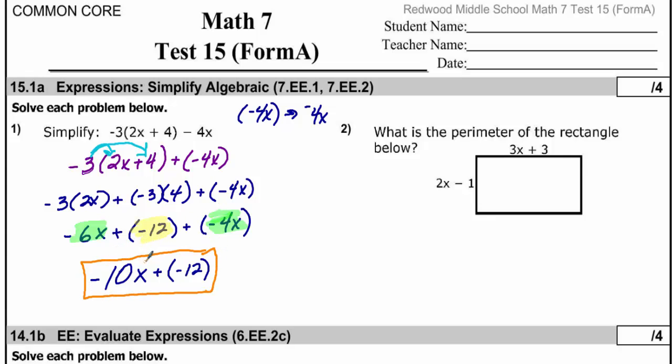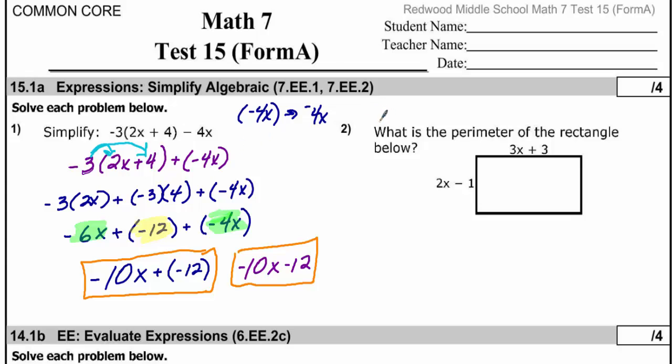I cannot put the negative 10x with the negative 12. This negative 10 tells us how many x's we have. This negative 12 tells us how many 1s we have. Those are two different things. I could write the answer one additional way, and you might see it written as negative 10x minus 12. So I can either write it as plus 12 negatives or minus 12 positives. Either one of those would work.